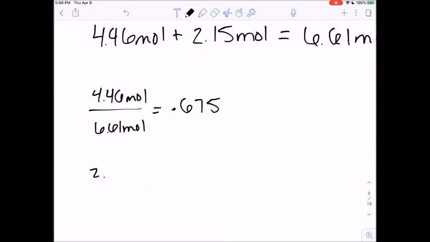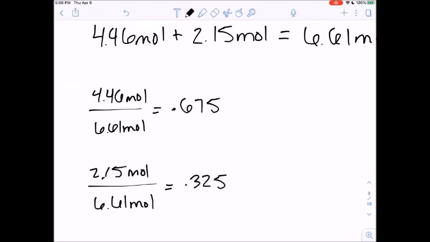And then we have 2.15 moles divided by 6.61 moles. And you put that in your calculator and you get 0.325 is your mole fraction. So this is going to be my mole fraction for my first gas, which was neon. And this is my mole fraction for my second gas, which was xenon.